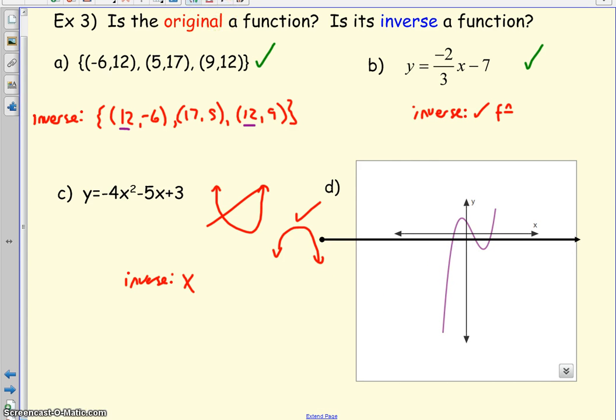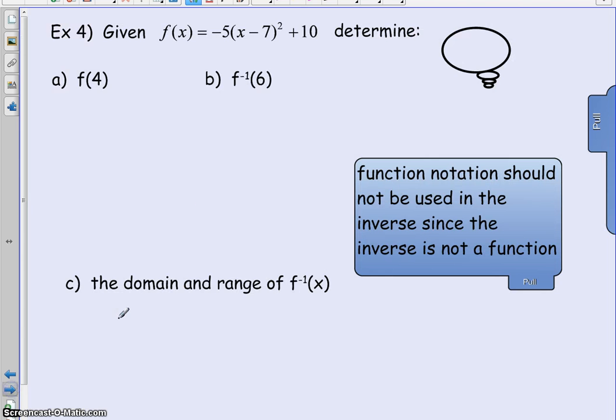So even though the original is a function here, the inverse will not be a function, because what I have here is a y value with more than one x value. So on the inverse, it'll become an x value with more than one y value. So the inverse is not a function here. And you can do something called the horizontal line test to find out if the inverse is a function without actually having to find the equation and graph it.